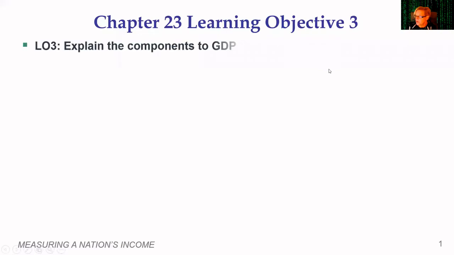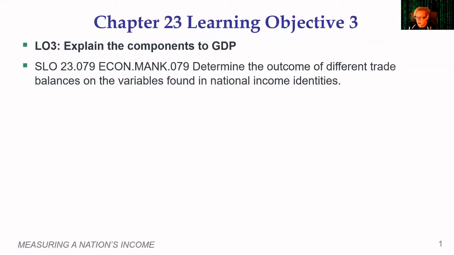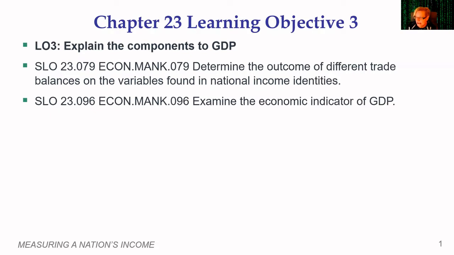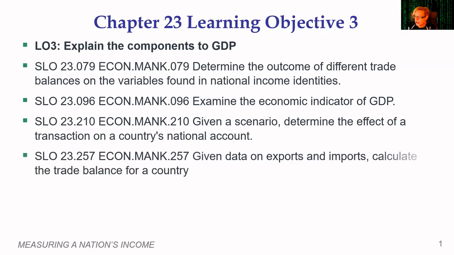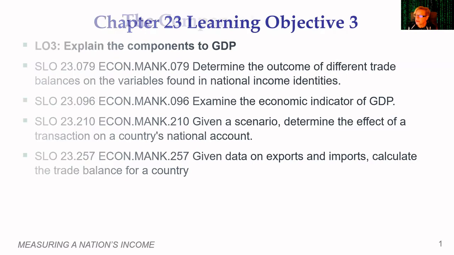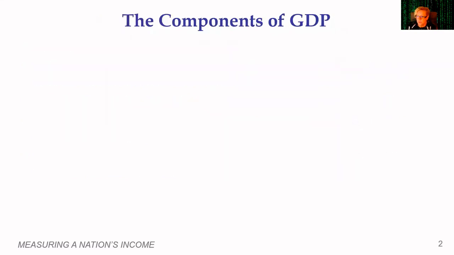We're going to take a look at all of those things that make up GDP. Okay, so we're going to look at the components. We're going to look a little at trade. We're going to take a look at the economic indicator from the Federal Reserve Economic Database, or FRED for short. We're going to take a look at what happens when transactions occur in these accounts. And again, take a look at exports and imports, and we'll call that net exports.